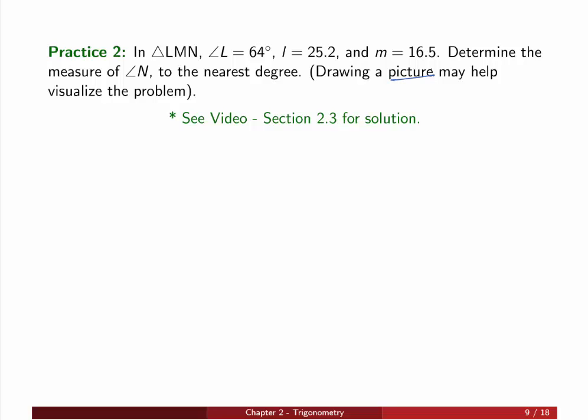Let's draw a picture. Okay, 64 degrees is what we call an acute angle. It doesn't have to be perfect, but let's just say this is 64. That's angle L. The side length is 25.2. That is little l. And opposite of M is a side length of 16.5. So we're looking for angle N, which is this angle right there. That's what we're looking for.